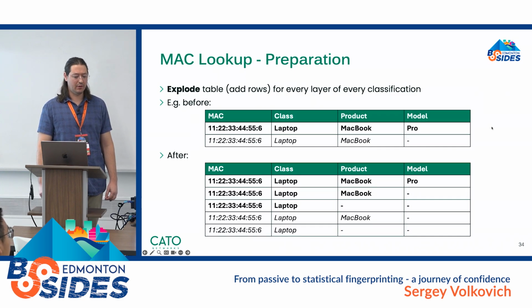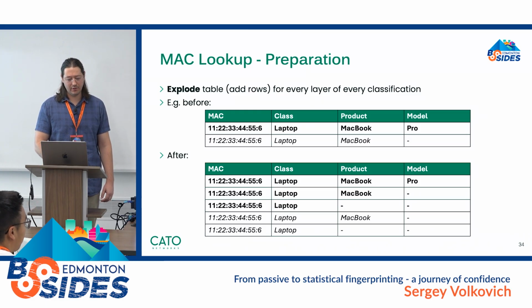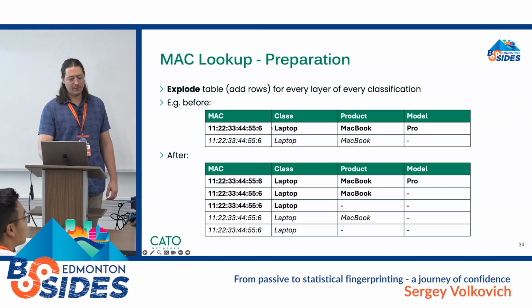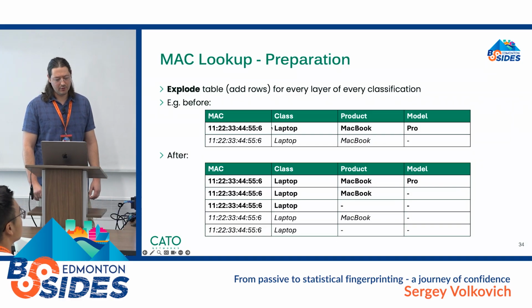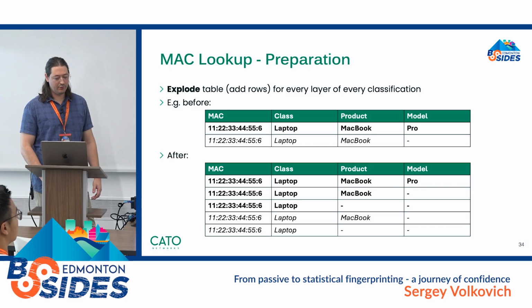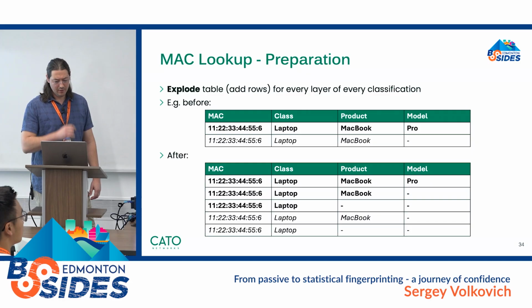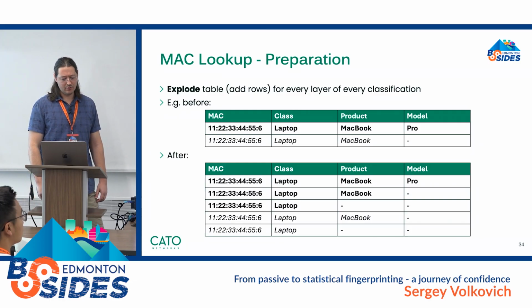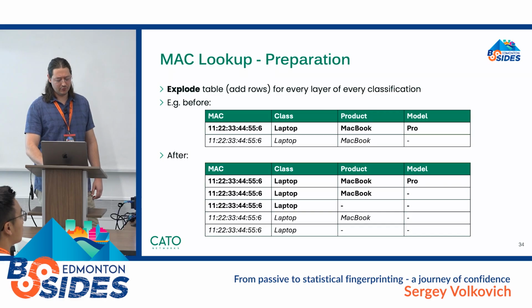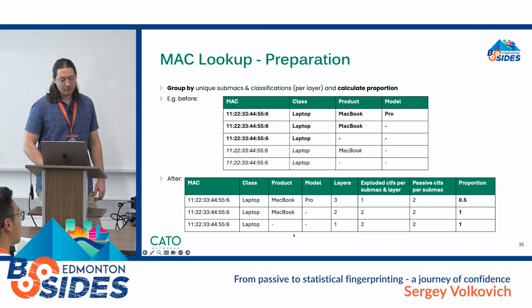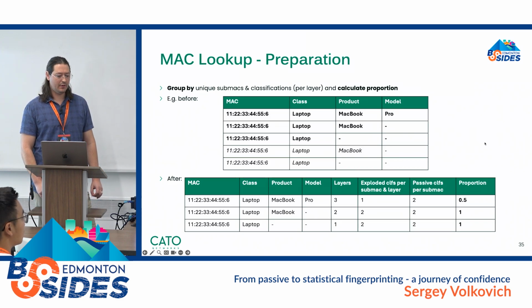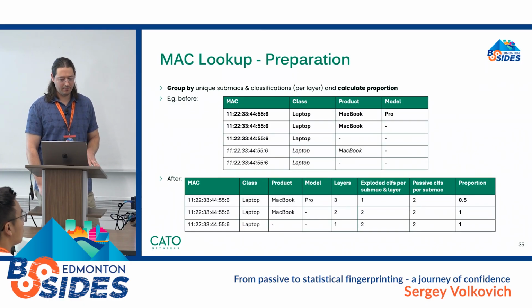We then explode, meaning add rows to the table. This is done for every layer per specific classification. So, for example, the first row, marked with bold, has 3 layers. This turns into 3 rows after the exploding. The second row, marked with italics, turns into 2 rows. We then group these rows by unique sub-MAC and classification. So classifications are per layer.